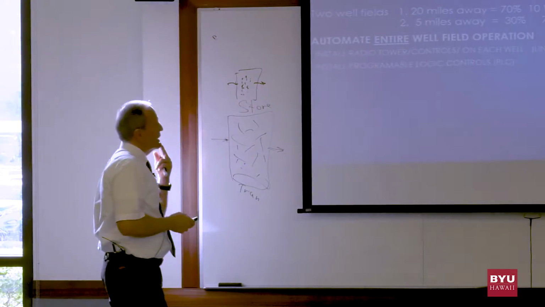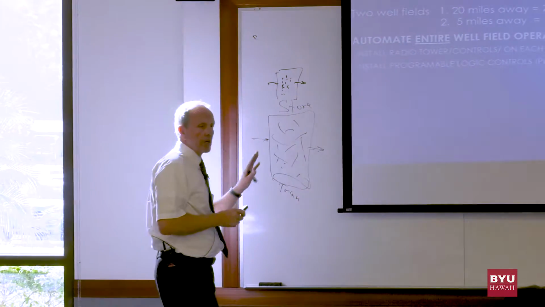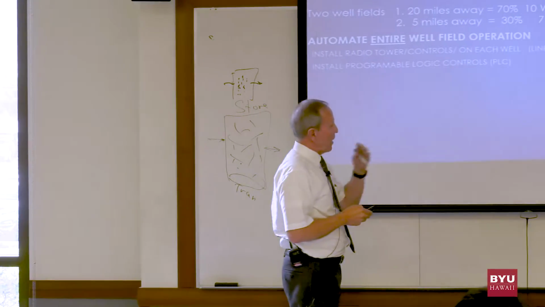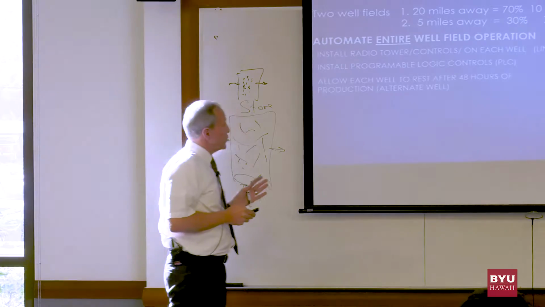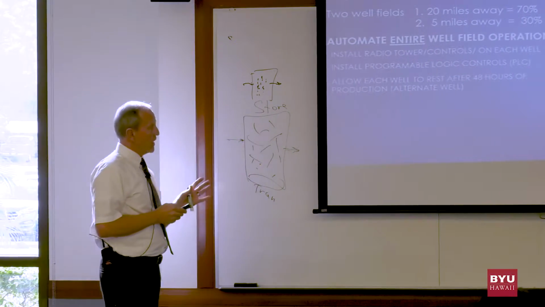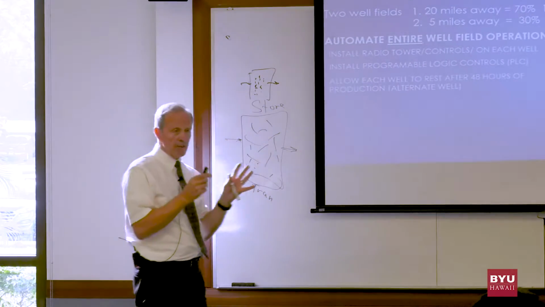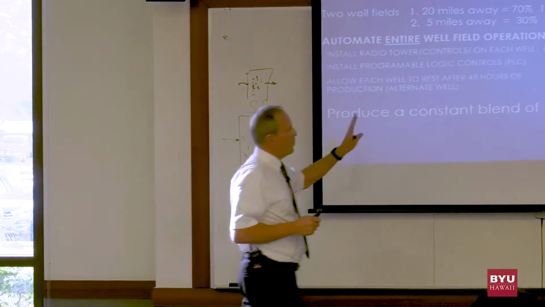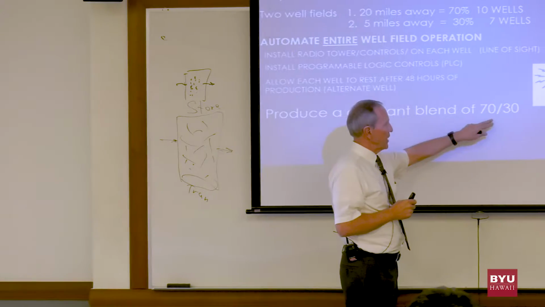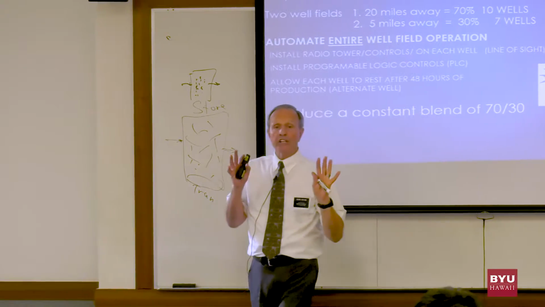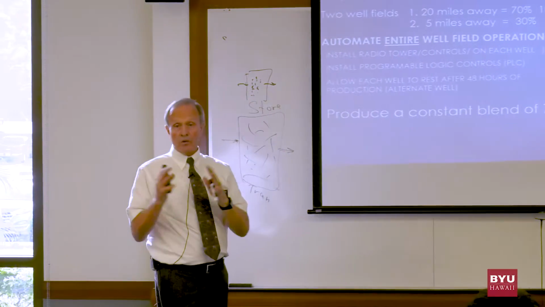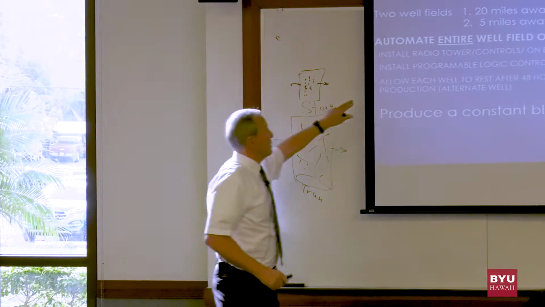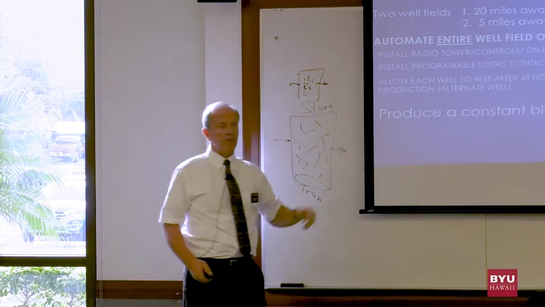So we did that, and then we said we need all PLCs because it has to be programmable. We need to work with them that way. So we got all the towers and everything in. Then each well had to rest for 48 hours. And they had to do a cycle, and they had to produce a blend. Only one well field was going to produce 70%, and the other well field was going to produce 30%. So you have all these different things that you have to accommodate for. You have to be able to do this, this, this, and this isn't even half of it.